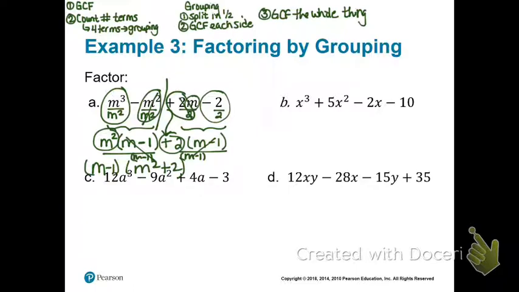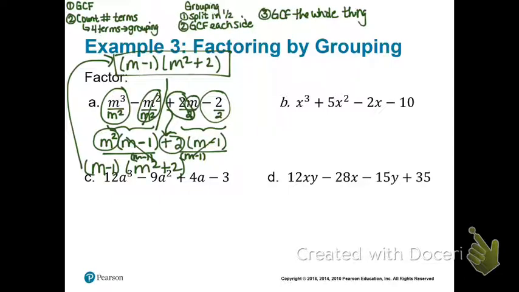So there's my solution. You know what, I'm going to write it up here so we can read it a little better. So what we had was the m minus 1 that we took out, and we were left with m squared plus 2. So check that, make sure you can't factor any further, which we can't. No greatest common factors. There's no 4 terms. So there is our solution.